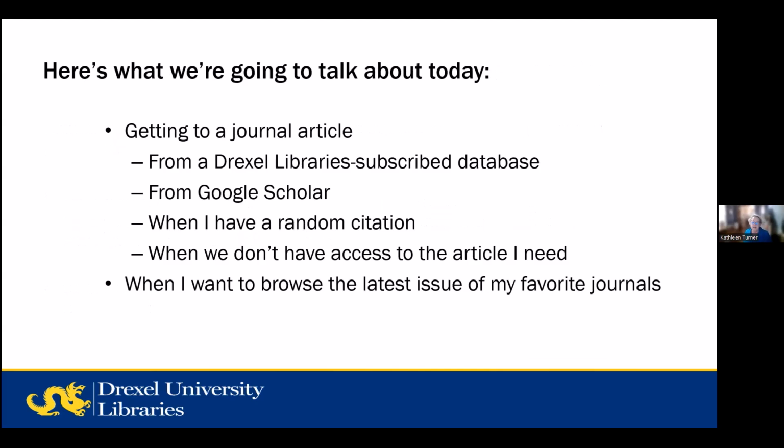So what we're going to be talking about today is basically what the different options are for getting to a journal article from Drexel Libraries subscribed databases, from Google Scholar, because yes, we know people like to use Google Scholar. When I have a random citation and I need to know how to get to it, what to do when we don't have access to the article I need, and an option that's available when you actually want to browse the latest issues of your favorite journals. And by the way, if you have questions, please feel free to speak out. We've got a small group, and I'd certainly like to be open to your questions.